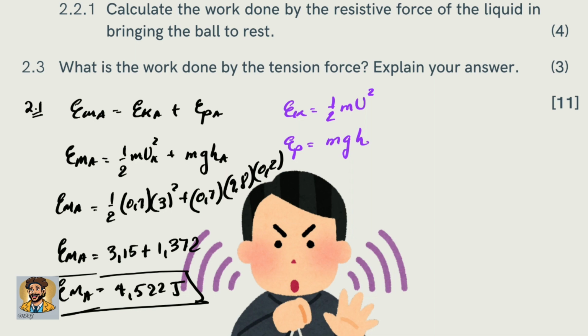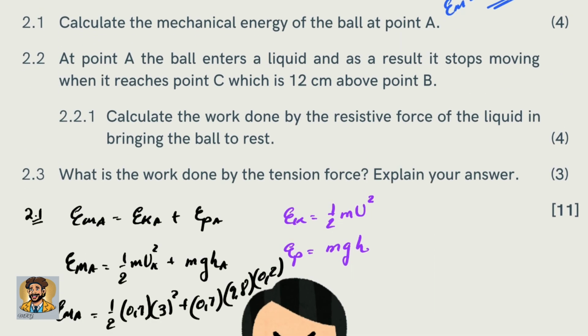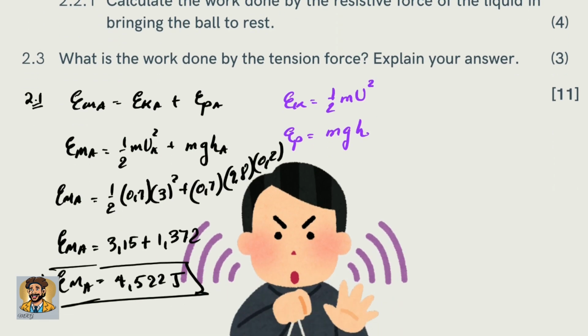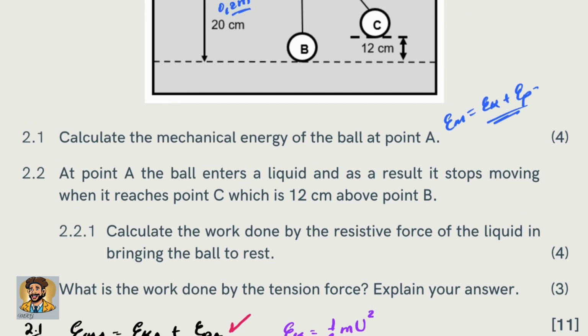Okay, so if you do this one, you already will get 4 marks, and it's quite simple to get those marks. So 1 for the formula, 1 for the substitution of the kinetic energy, 1 for the substitution of the potential energy, and 1 for the final answer. There are the 4 marks here.